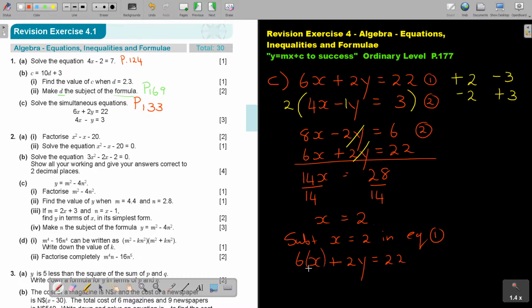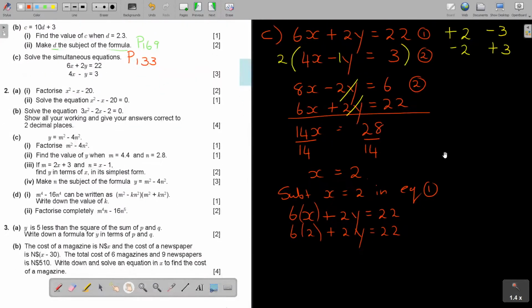And then I put the 2. So it's 6, 2 plus 2y is equal to 22. Then I'm moving it up. So I'm going to get 12 plus 2y equals 22.